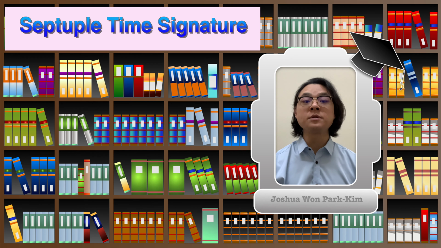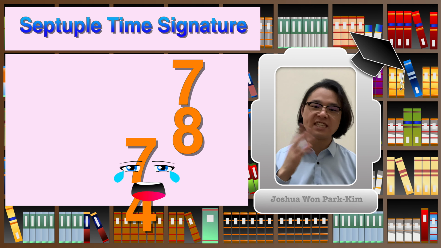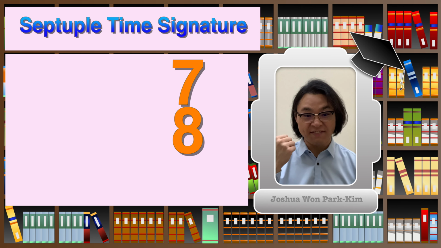We are basically replacing the top number, instead of a 5 it's 7, which gives septuple time signatures, because septuple is the number for 7. In the septuple time signatures, we have 7/4 and 7/8. But to make it much easier for me to explain, I'm going to get rid of the 7/4 and focus on the 7/8 time signatures.